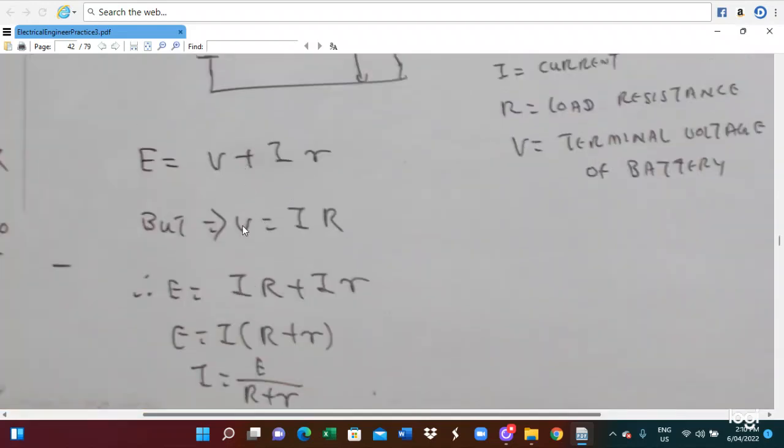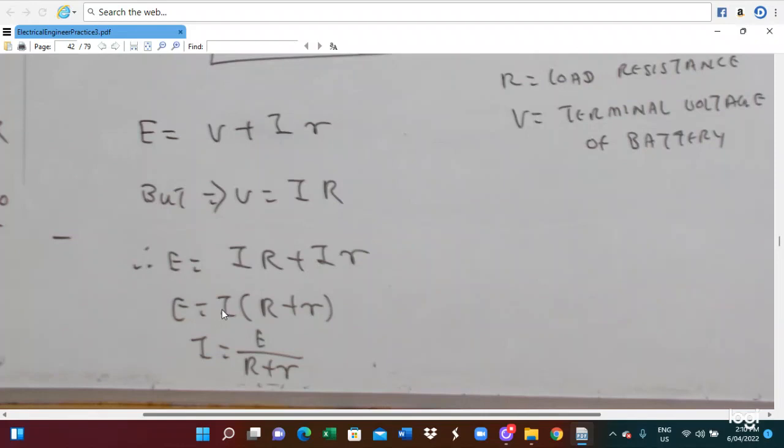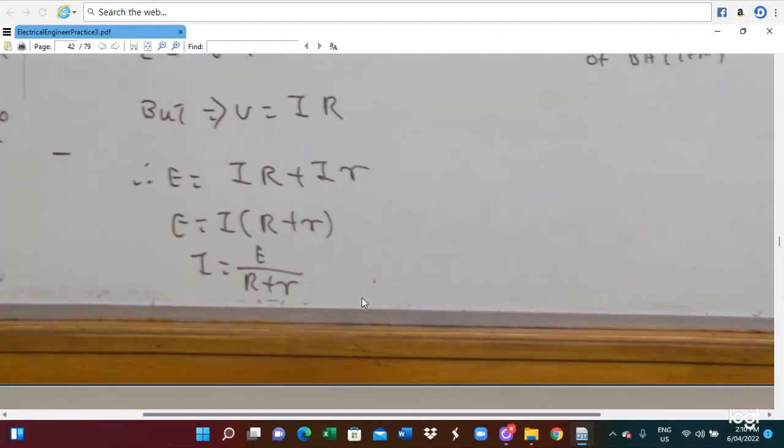In this case, V equals I into capital R. So E equals I capital R plus I small r. So E equals I times capital R plus small r. So I equals E divided by capital R plus small r.